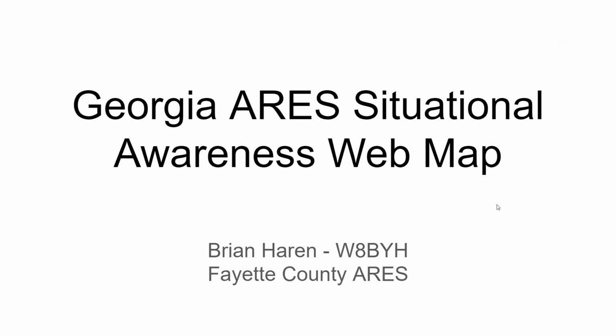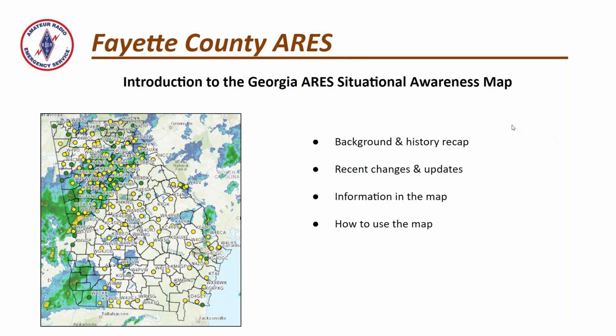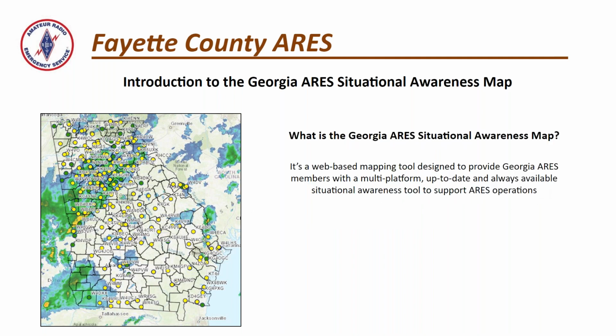All right. So what are we going to talk about this evening with the Georgia ARES Situational Awareness Map? A little bit of background, some recent changes and updates. We'll talk about the information in the map. We'll talk about how to use the map, and then we'll go in live and actually play around with it, just give you a sense of how it works and how you can use it for AUXCOMM or ARES or just general amateur radio use.